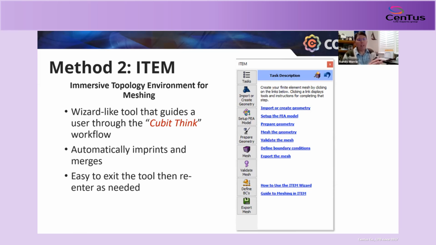It will automatically imprint and merge for you, again, because it's typically used by new users or intermittent users, and we found out that one of the most common mistakes in using Cubit for new users is forgetting to imprint and merge and wondering why I don't have this continuous mesh. So in item, we do that for you. And it's a wizard, but it is easy to exit the tool, get right back in where you started. So it isn't one of those tools that forces you down a particular path and you can't get out until the end. It's a little more interactive than that.